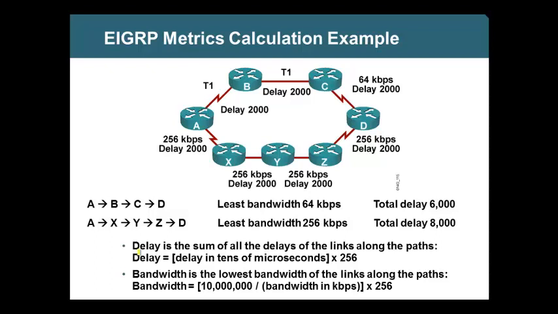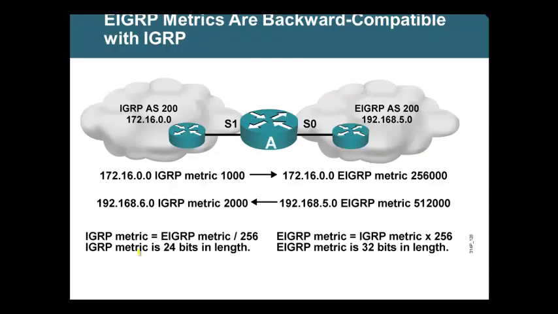The more the bandwidth, the less the metric. This I explained to you some time back. You see, this autonomous system is EIGRP only. The autonomous system number is the same as the EIGRP autonomous system number. So there is no need for redistribution, I told you.